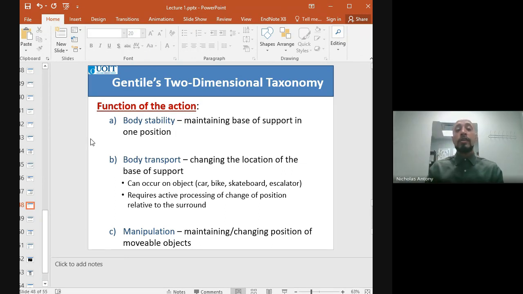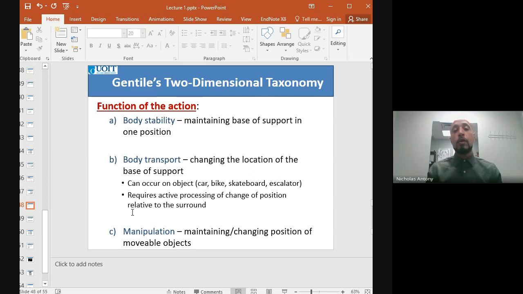The top one, or the x-axis, is called the function of the action. So a way to describe the difficulty of the skill itself. The different aspects of how to classify the function of the action, or the difficulty of the skill, will be whether or not the body is stable or moving. So body stability versus body transport. With body stability, we would be maintaining our base of support in one position, whereas with body transport, the center of mass or your body would be moving as you're doing it.